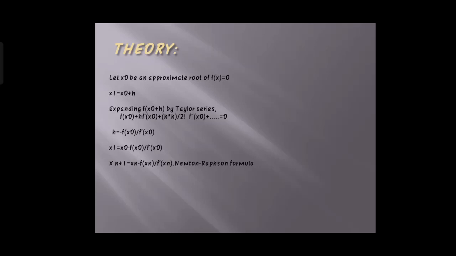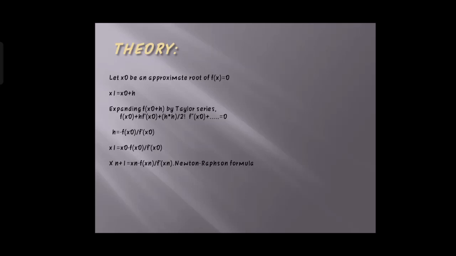This method is generally used to improve the result obtained by other methods. To get the roots, let x0 be an approximate root of f(x) = 0. Now let x1 = x0 + h. If we expand using the Taylor series, we get f(x0) + h f'(x0) + (h^2/2!) f''(x0) + etc. = 0, which we obtained by Taylor series.